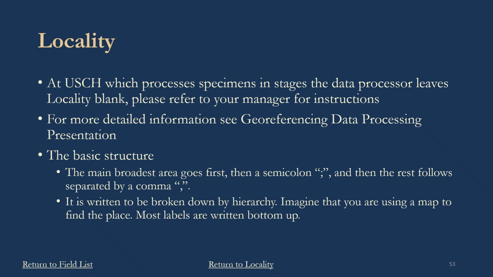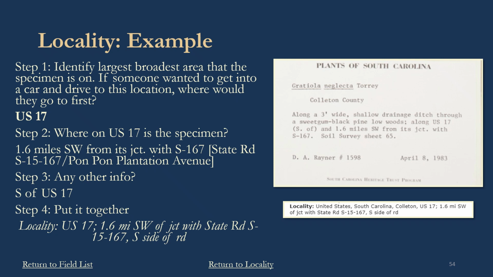To give you a broad picture of how locality is written, here's the basic structure. The main, broadest area goes first, then a semicolon, and then the rest follows separated by a comma. It is written to be broken down by hierarchy. Imagine that you are using a map to find the place. Most labels are written bottom up.